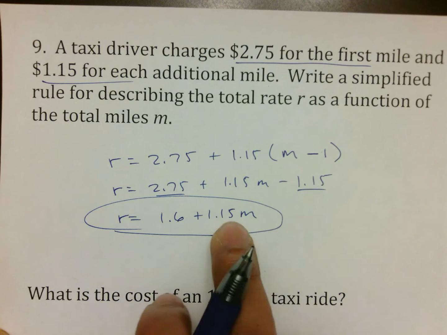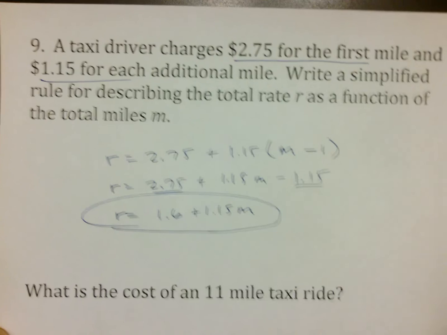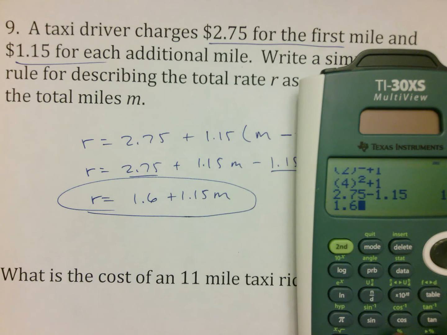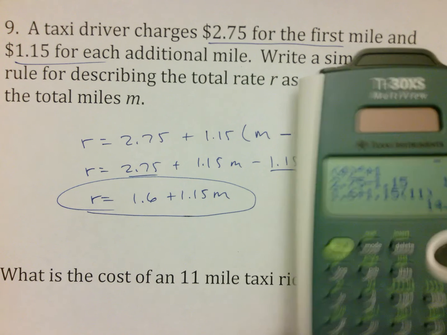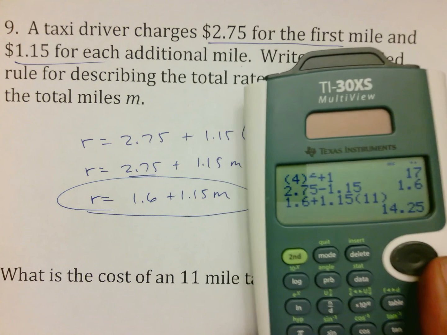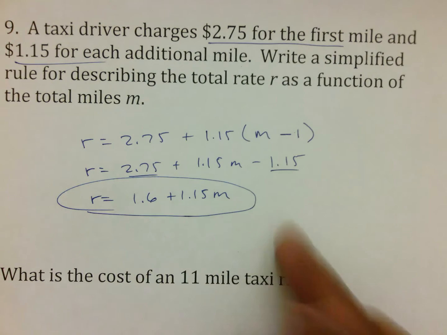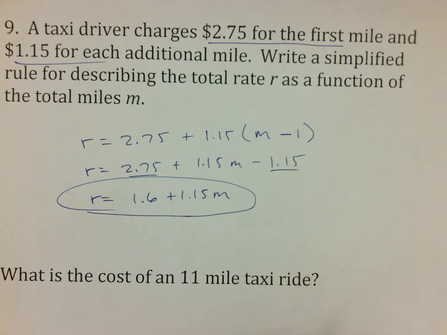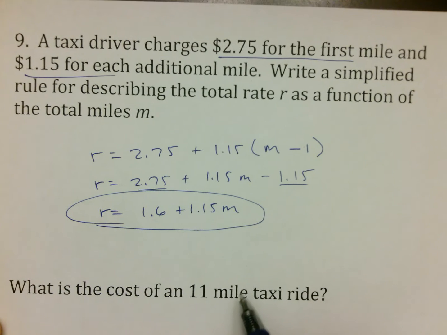11-mile taxi ride. Again, if you didn't need this to get the answer for that part. Now, yes, you should be able to plug 11 in here, 1.6 plus 1.15 times 11 to get the answer of 14.25, because I have the proper formula. But you don't even need the proper formula. If you know you're not good at this formula, just use your common sense. That's really all it comes down to.